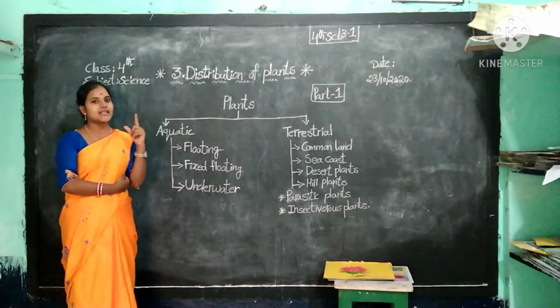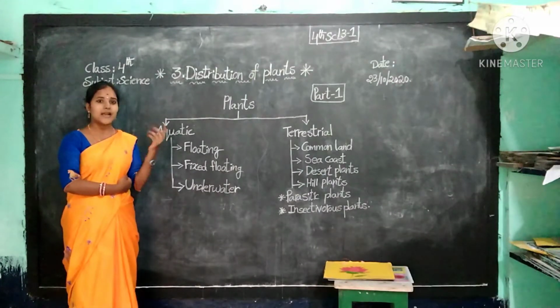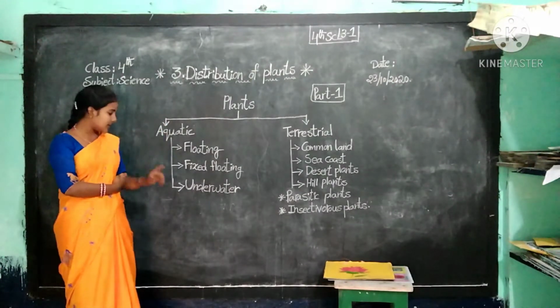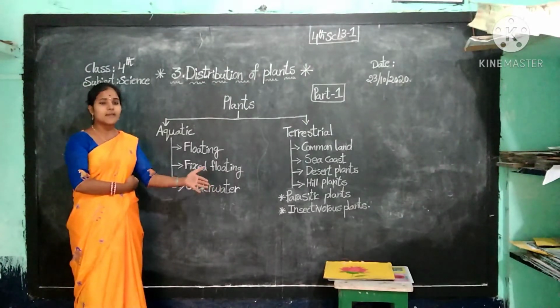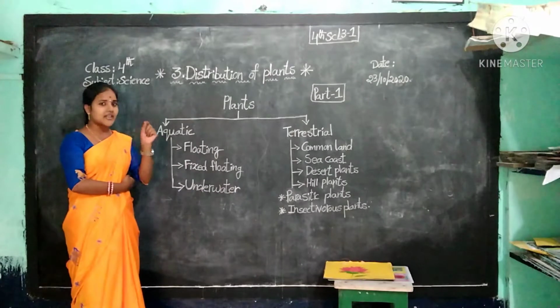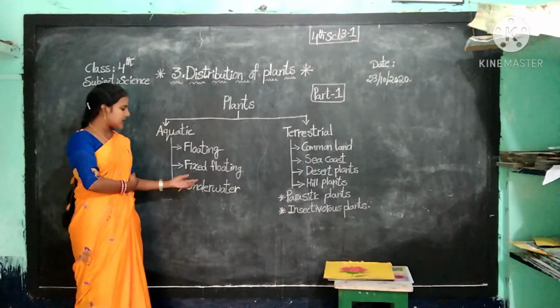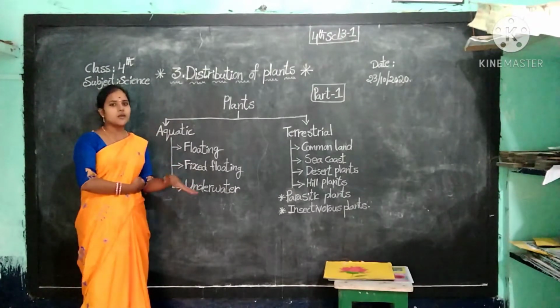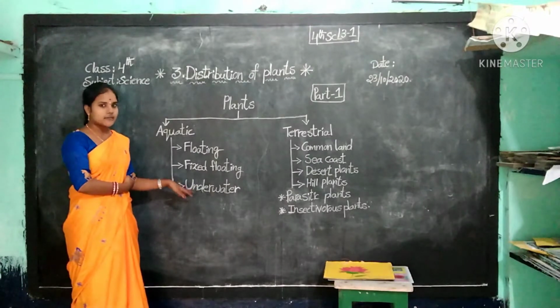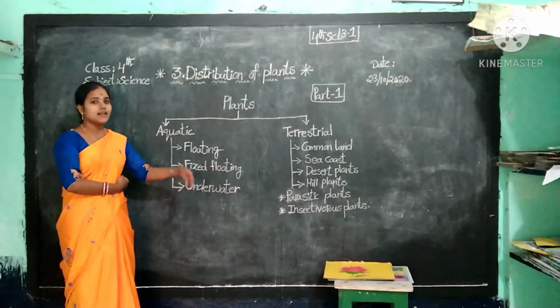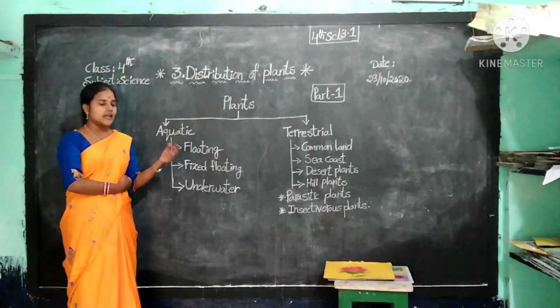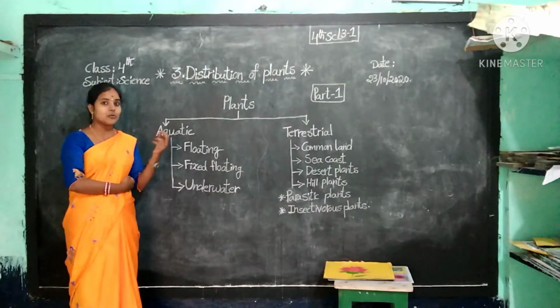Actually, every leaf has pores called stomata. Plants breathe through the stomata. But the underwater plants do not have pores on their leaves. They have ribbon-like leaves, and they breathe through the surface of the body. They breathe the air that is dissolved in water.